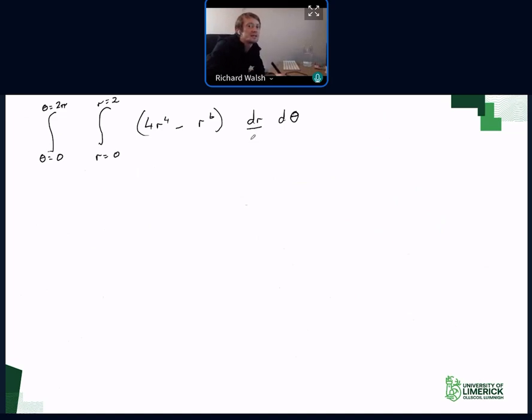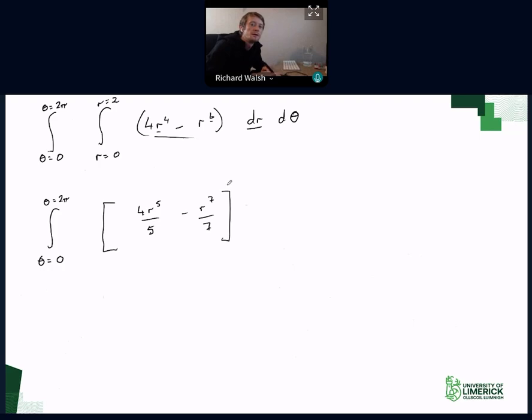Next, I'm going to integrate with respect to r. So with respect to r, I'm going to treat z and theta as constants. There isn't any z and theta in this, so I'll integrate it normally. So I'll leave my outer integral, and I'm going to integrate now with respect to r. So standard power rule of integration: add 1 to the power and divide by the new power. Add 1 to the power, divide by the new power. And my r limits are 2 and 0.